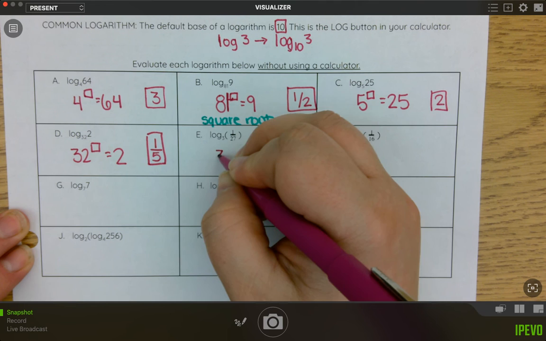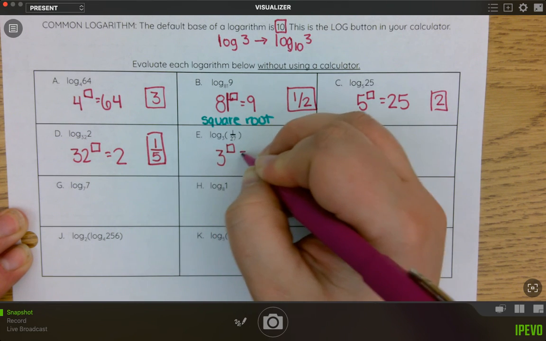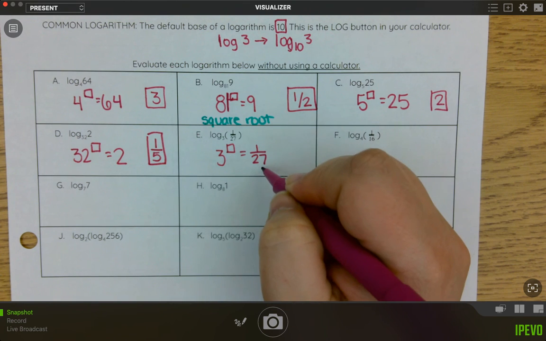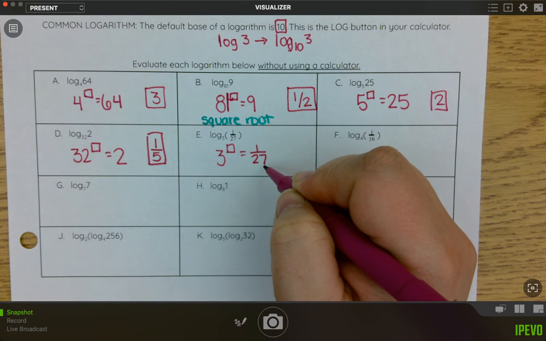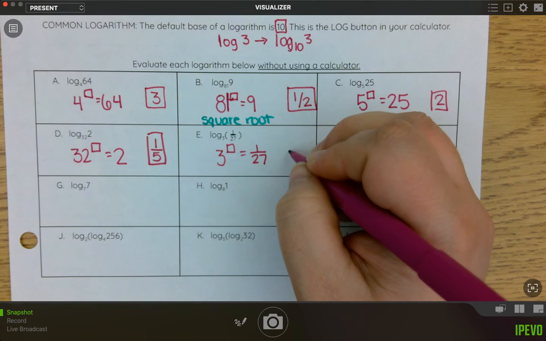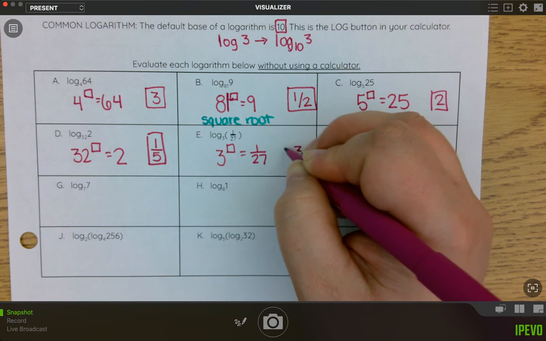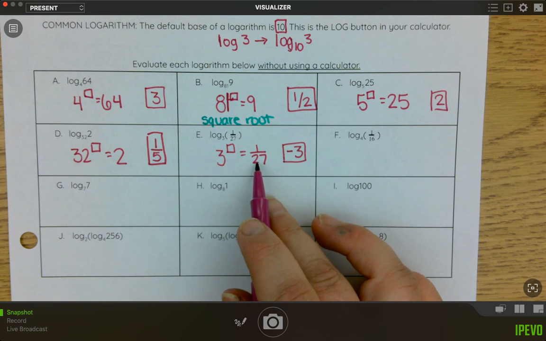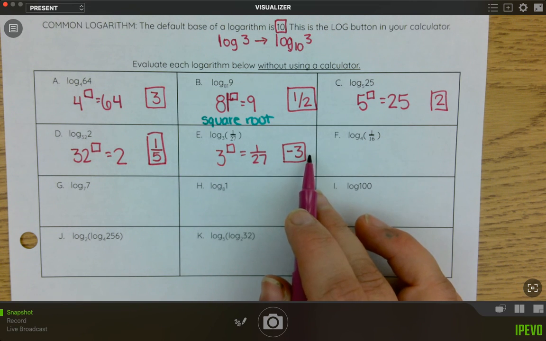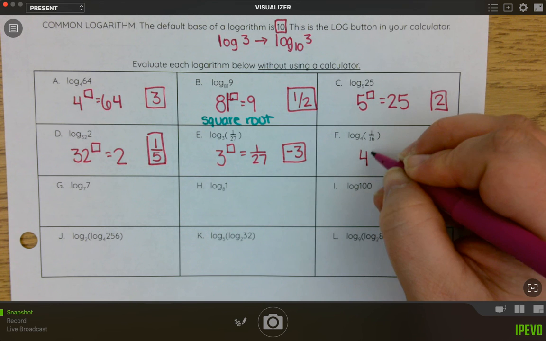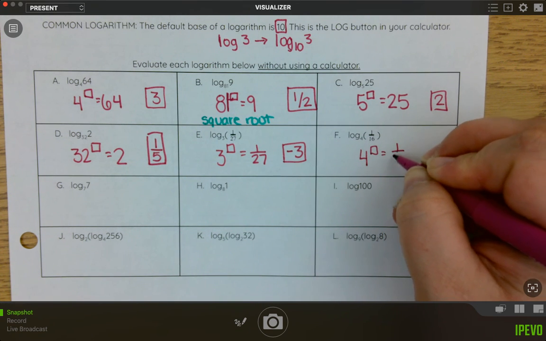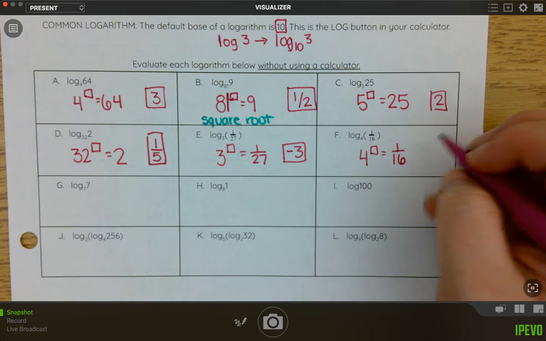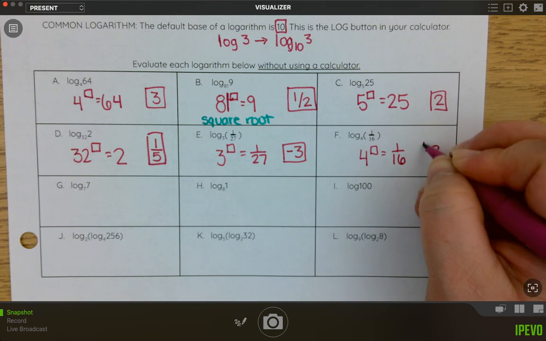And then here we need a power of 3 that equals 1/27. Well, what power of 3 is 27? 3. In order to make it go to the bottom, it had to have had a negative exponent. So the only time a number goes down to the bottom like that is if it had a negative in the exponent. And then on F, 4 to what power is 1/16? Well, 4 squared is 16, but it's on the bottom, which means the power had to have been -2.